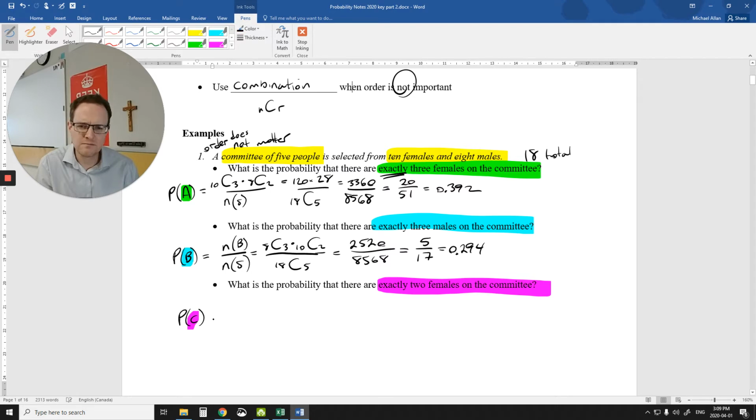Now, I'm going to start writing this out. So, number of favorable ones. And while I'm writing this out, I'm going to realize that it's 10 choose 2, that's for the females. I have 8 men, I want to choose 3. That's exactly the same as the one above it. 18 choose 5 on the bottom. That's exactly the same, so this will also be 5 over 17, because if I chose exactly 3 men, it means I have exactly 2 females as well. There we go.